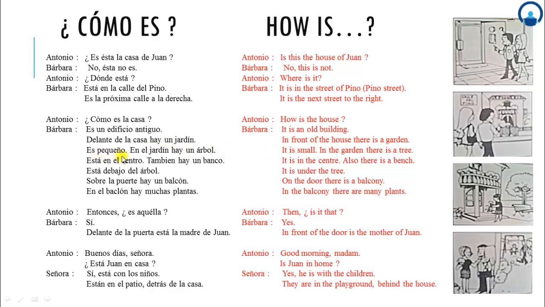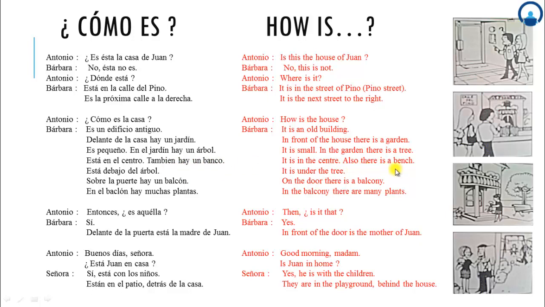Es pequeño. En el jardín hay un árbol. It is small. Pequeño means small. In the garden there is a tree. Árbol means a tree. Está en el centro. It is in the center. También hay un banco. Also, there is a bench.